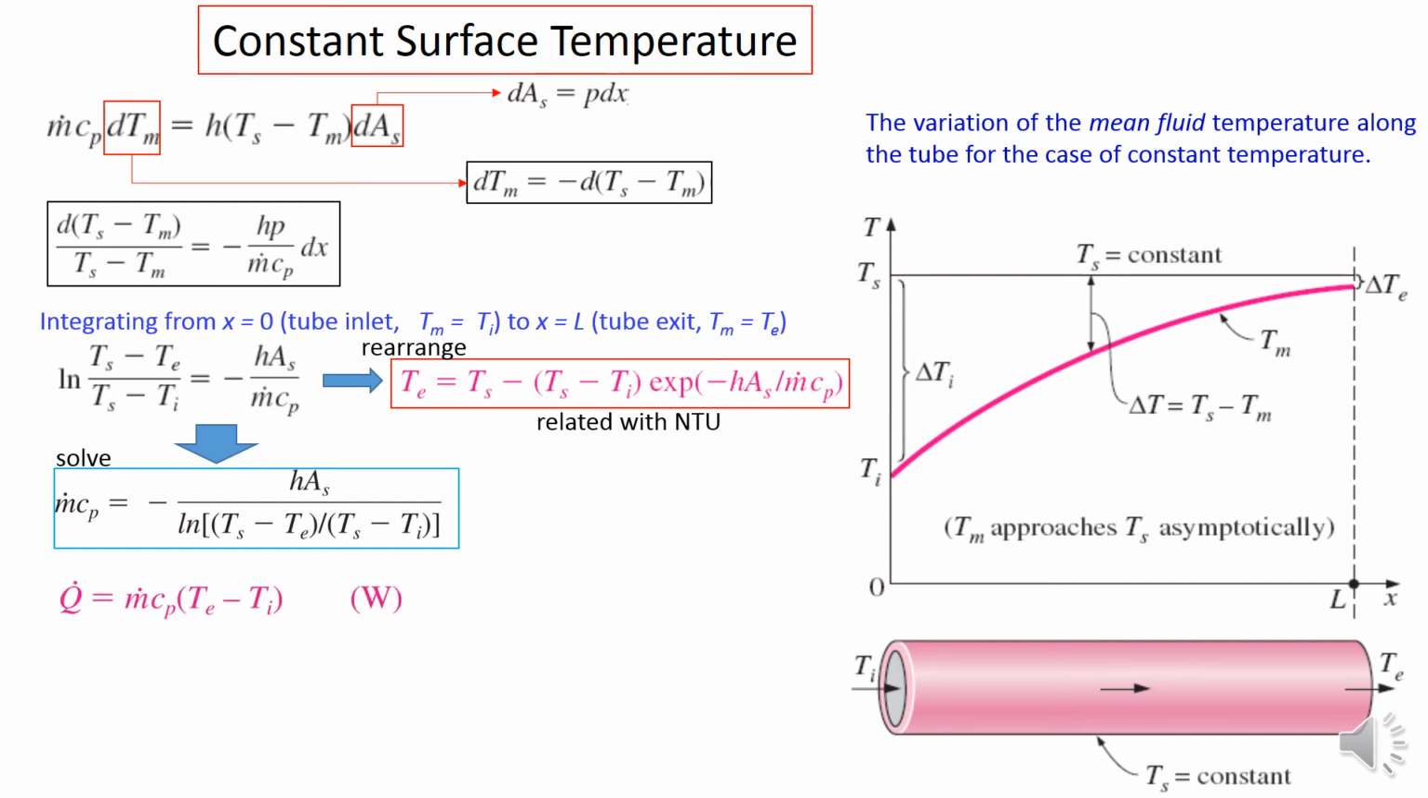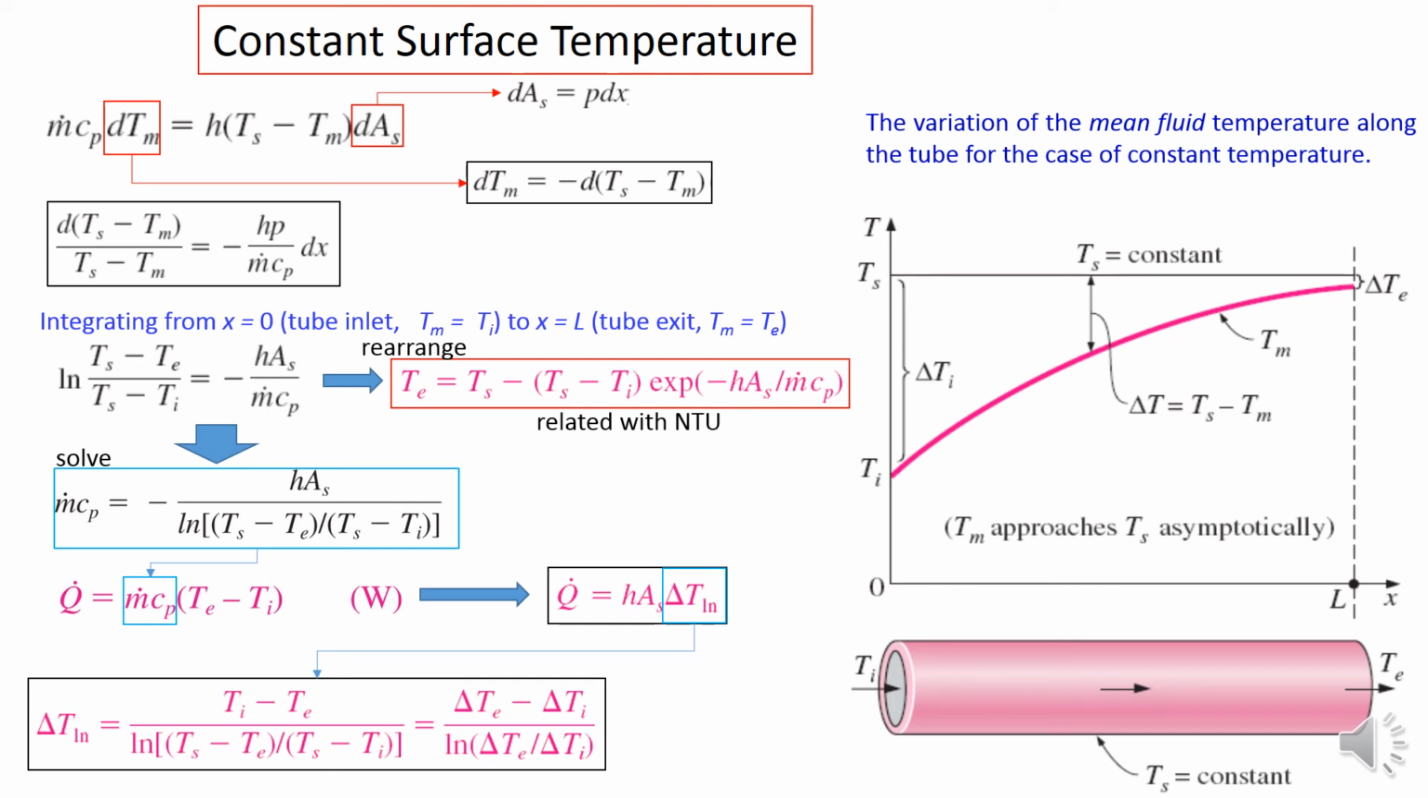And from the general thermal analysis equation, which I put in pink, we can replace the mass flow rate m dot times specific heat with this equation, and then we get an equation which is similar to the convection heat transfer equation. And here you can see h is the convection coefficient, As is the surface area, and then we have this delta T ln. Delta T ln here, the expansion is this equation, which I put in the black rectangle, and this is the log mean temperature difference.